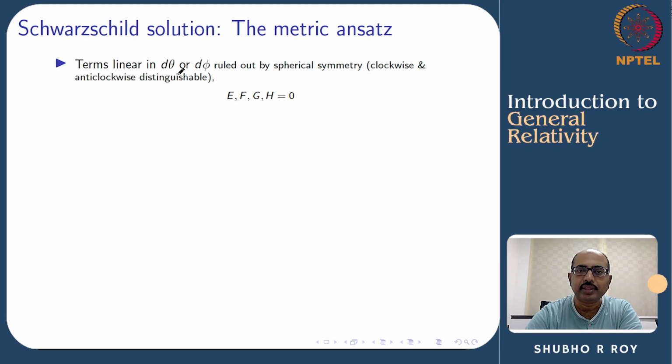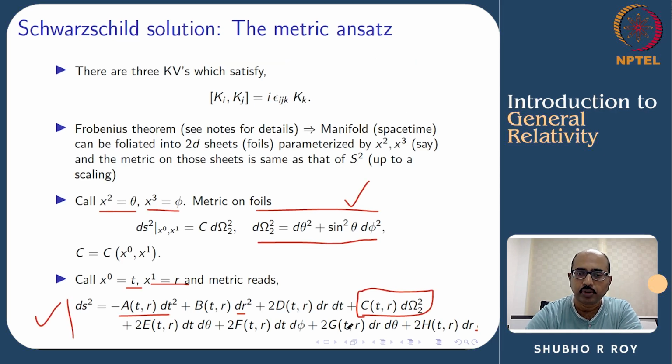Now, the terms which are linear in theta and phi should also be ruled out by spherical symmetry, because they distinguish between clockwise and anti-clockwise. For a given theta, if I go d theta in the clockwise direction and d theta in the anti-clockwise direction, the metric would look different, and hence spherical symmetry will be ruined. Same thing for d phi as well. So these terms cannot be there, and we should just drop terms which are linear in theta and phi.